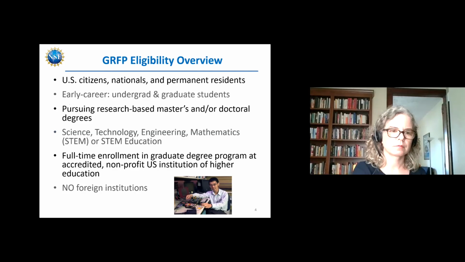For eligibility, GRFP is only open to U.S. citizens, nationals, and permanent residents. And again, we're looking for those early in their career, so undergraduate seniors or first-year graduate students who are pursuing research-based master's or doctoral degrees in STEM or STEM education. They have to be full-time enrollment in a degree program, at an accredited nonprofit U.S. institution of higher education, and no foreign institutions are acceptable.